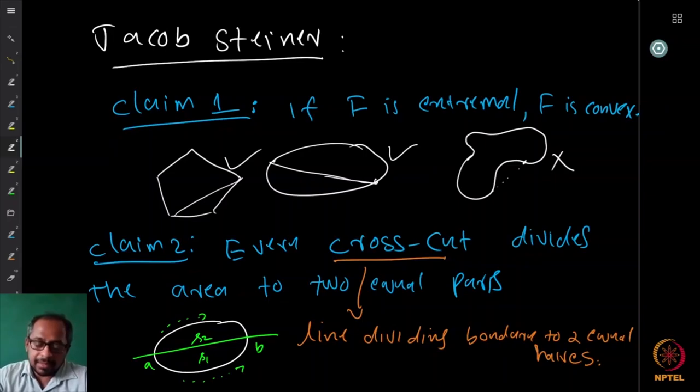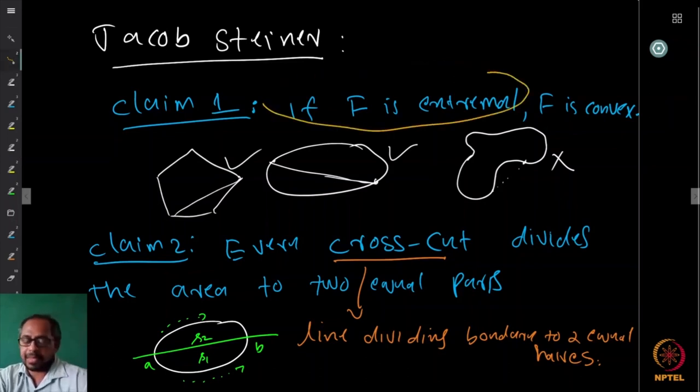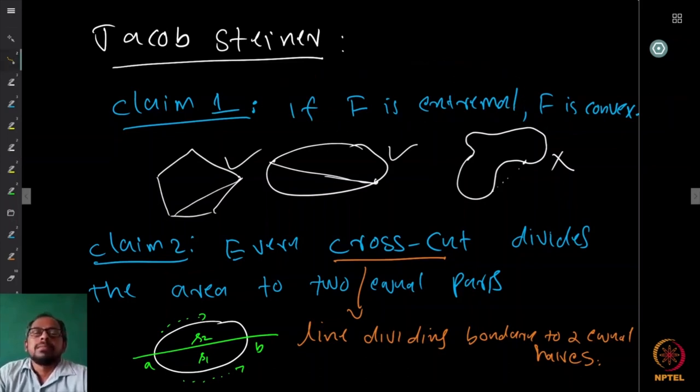So, the claim is that if you are talking about extremal figures, it must be convex. Can you think of why? Okay, I want you to stop and think about it.